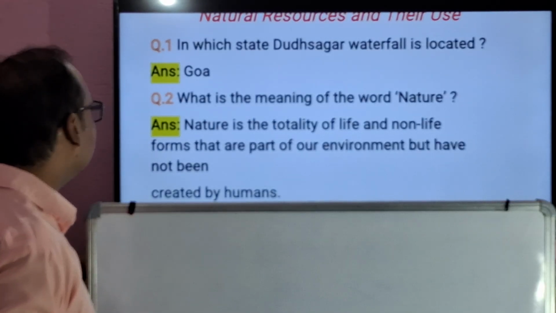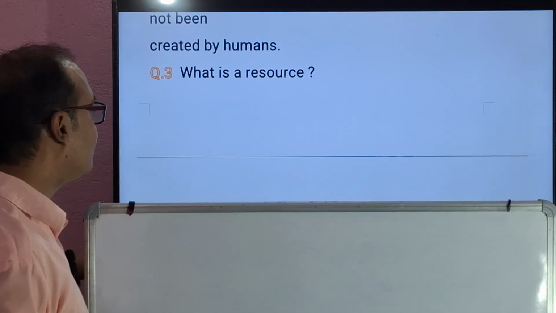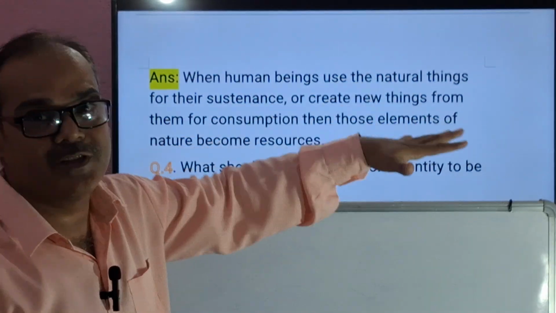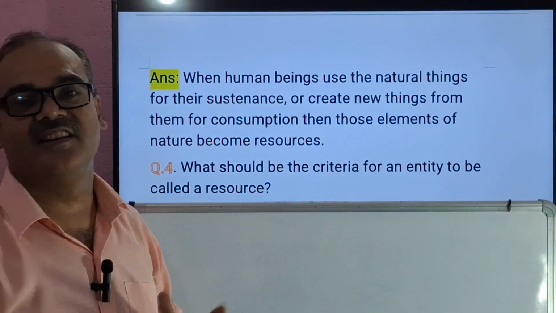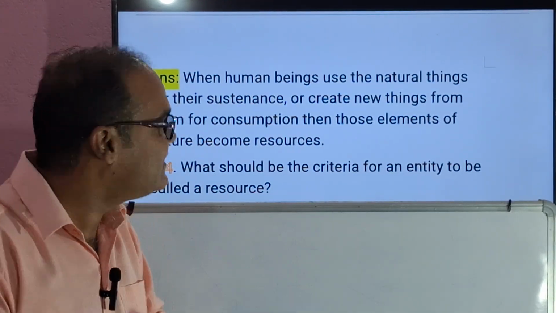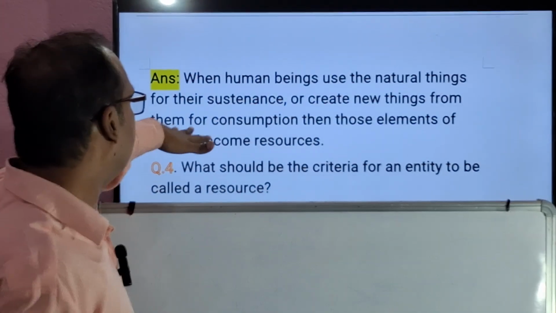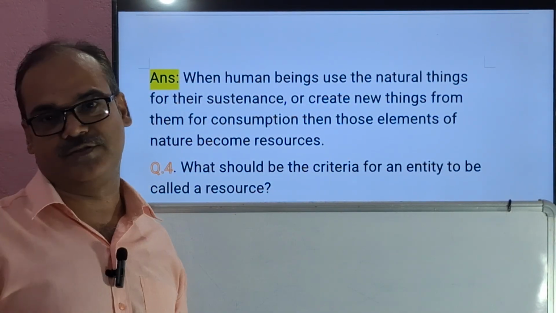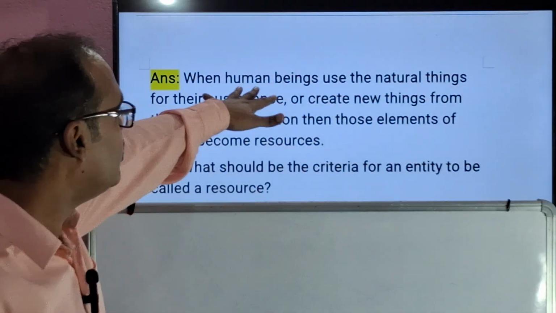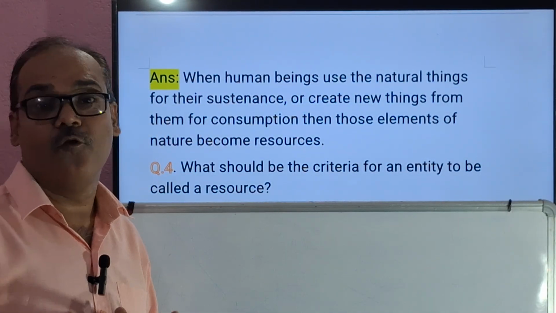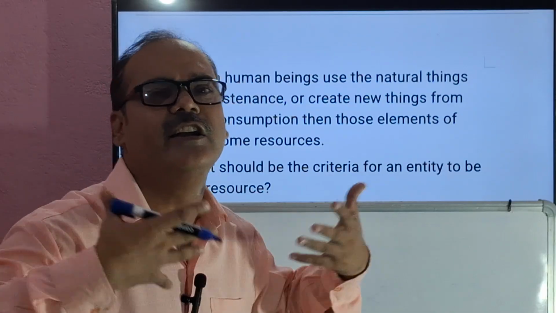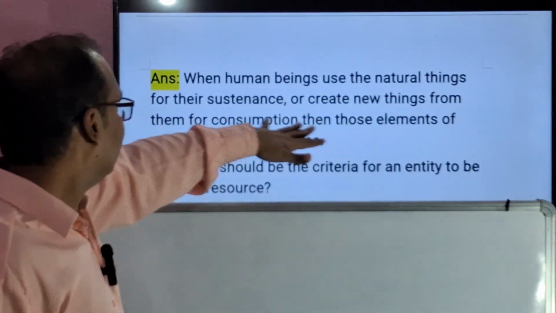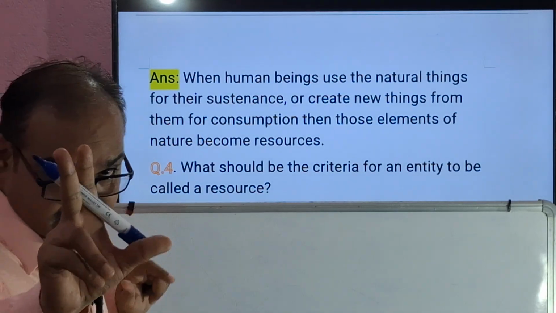Next, third question. What is a resource? See here. When human beings use the natural things for their sustenance, to sustain life, or create new things from them for consumption, then those elements of nature become resources. Got it? Once again, when human beings use the natural things to sustain their life or create new things from the things present in nature, then that element becomes a resource.